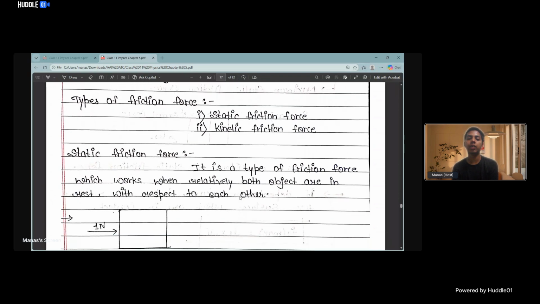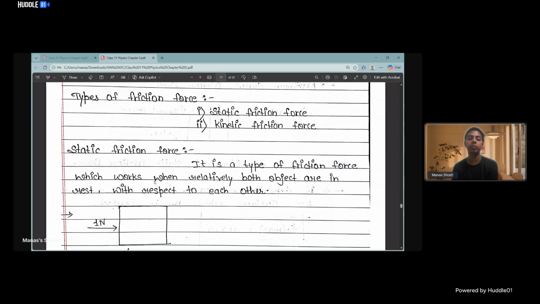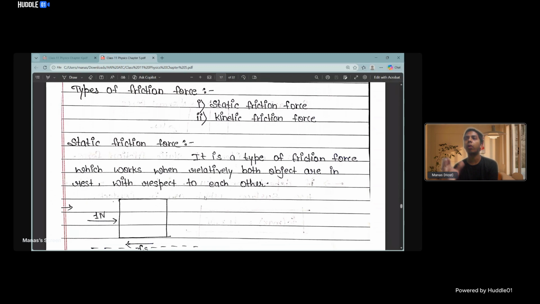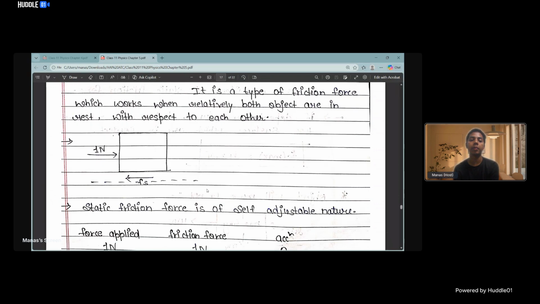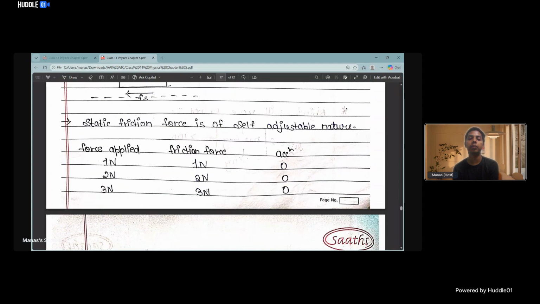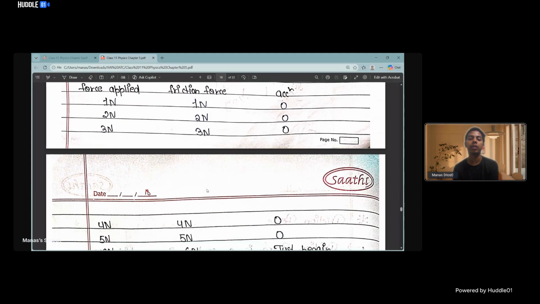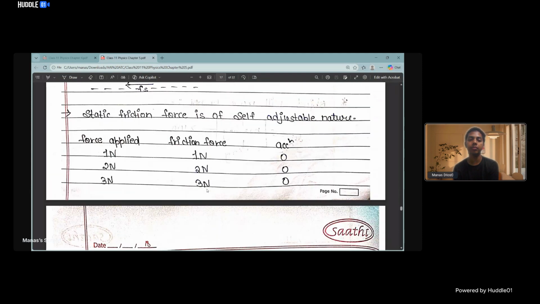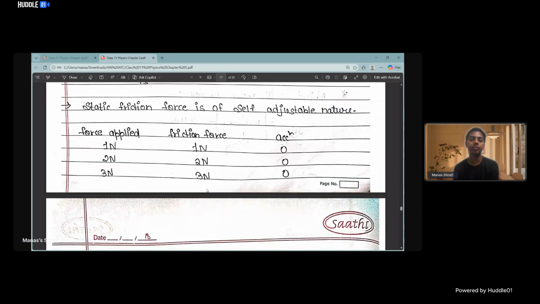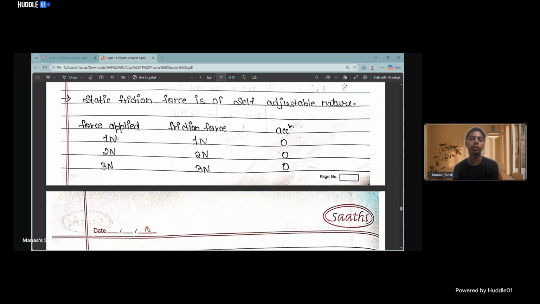What is static friction? Static friction is a type of friction force which works when both objects are at rest with respect to each other. When the object is at rest, the friction that keeps the body from moving is static friction. After the body starts moving, the friction that is working is kinetic friction.